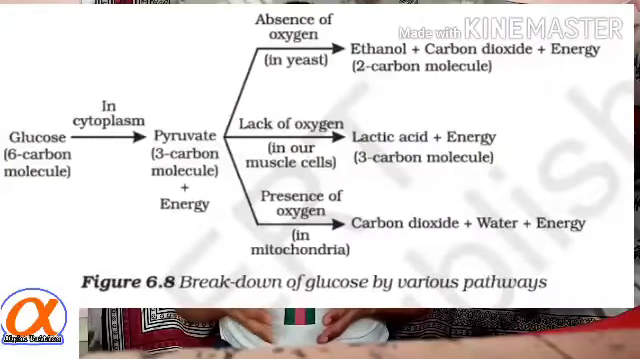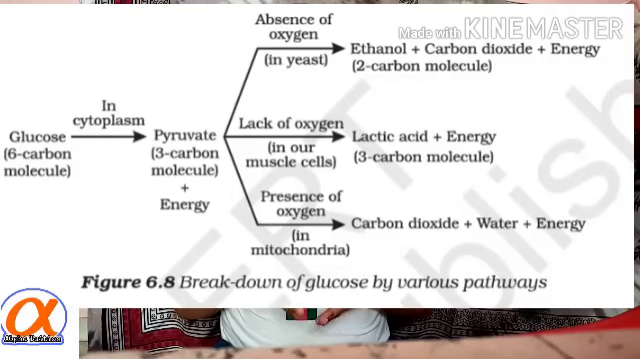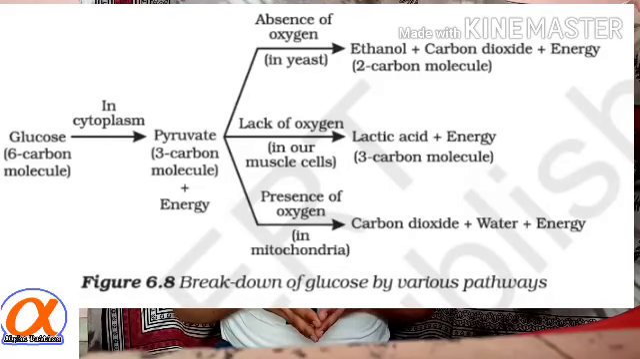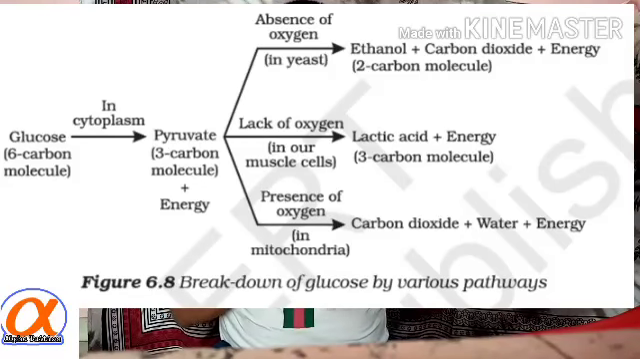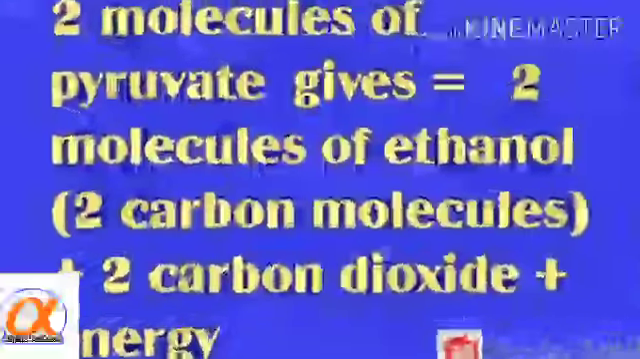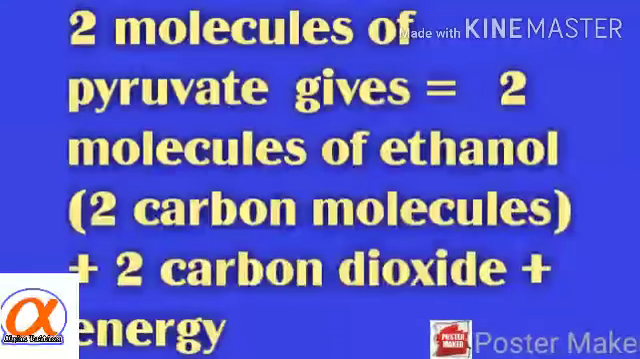At the end of anaerobic respiration, for example in yeast, in presence of zymase enzyme, enzymes are very useful for biochemical reactions to go on, so it acts as a catalyst. In anaerobic respiration in yeast, 2 molecules of ethanol are produced. Ethanol is a 2-carbon molecule. And 2 molecules of carbon dioxide are produced and energy is produced. So this is the anaerobic respiration.